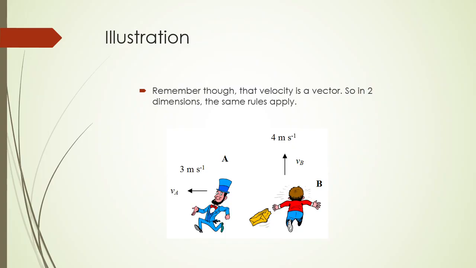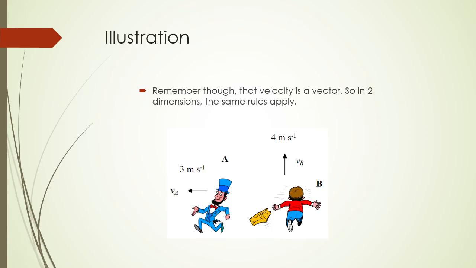However, problems in mathematics are usually not so simple. In real life, of course, we have three-dimensional motion and velocity is a vector. So in 2 dimensions, the same rule must apply. We will take relative velocity and then do geometry to find it. So let's say we got this man with a blue hat moving to the left, and we got this boy with a red t-shirt running in a y-axis direction, upwards, I guess, in this frame of reference.